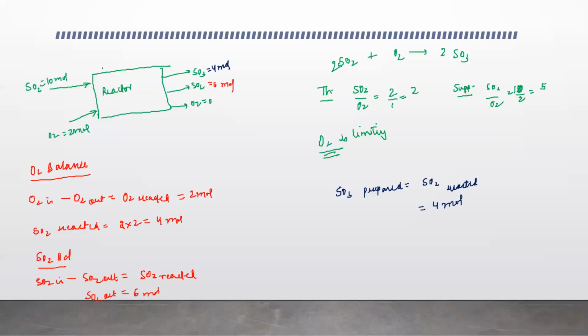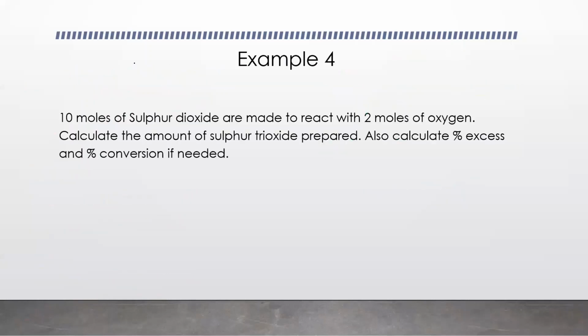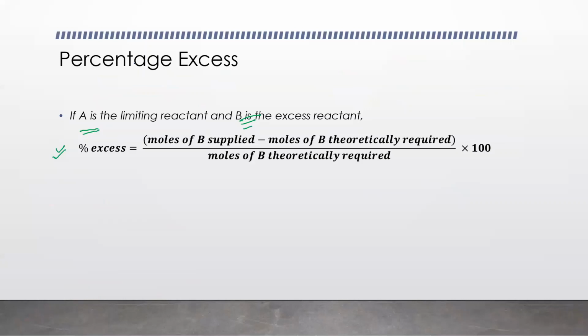Then they are asking you percentage excess. Hopefully people could do till here, right? So now we go on. Percentage excess we needed to calculate. So percentage excess is basically, we saw the formula, moles of B, that is the excess reactant SO2. The moles of SO2 supplied minus SO2 theoretically required. So first of all, let's see what is SO2 theoretically required.